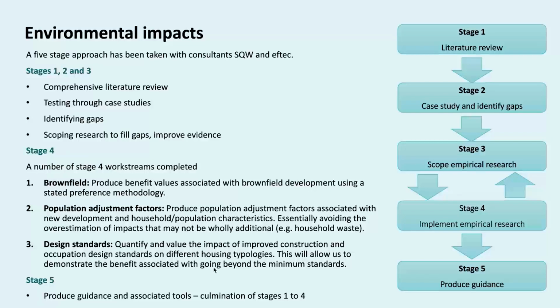On the back of that, we scoped a range of potential new empirical research. One of those pieces was the brownfield work that I just ran through. We did other work then in relation to population adjustments. This is essentially looking at what is the impact on the local population associated with building new housing. So where are people moving from and to? And then a lot of work around design standards too. So looking at things such as energy efficiency standards, water consumption, or the quality of blue-green infrastructure on a site.